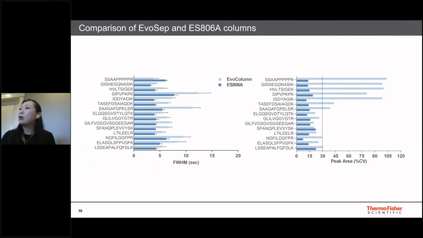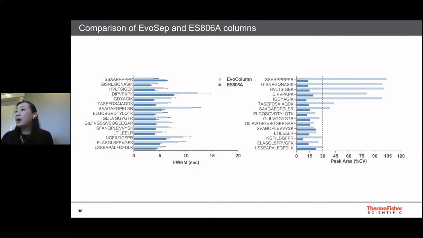Here is a comparison of the chromatographic characteristics of the Evosep column, which is an 8 centimeter column with 100 micron ID and 3 micrometer Reprosil C18, and the ES806 column, which is 15 centimeter with 150 micron ID and 2.2 micron C18 peptide resin. The figure on the left shows that the ES806 column yields sharper peaks as well as more consistent peaks across all PRTC peptides spiked in the plasma, compared to the Evosep 8 centimeter column.